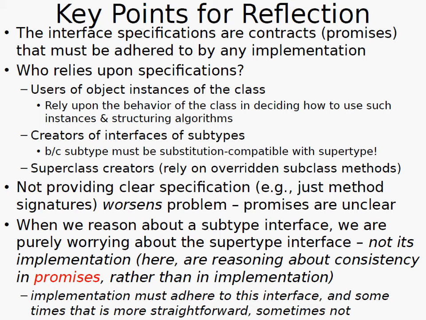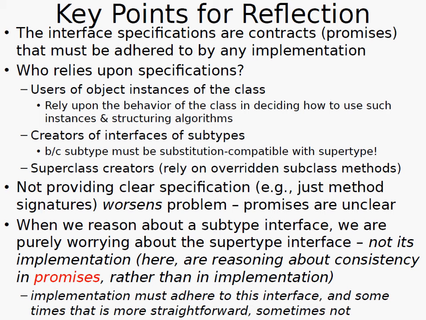Now it turns out there's two other groups that will be counting on that specification as well. One is the creators of interfaces of subtypes. If you want to create a D, if you want to create an E, you'll be counting on the features of C, and then superclass creators as well. Okay. We'll be coming back to this last one later, but these first two are of central interest to us right now.